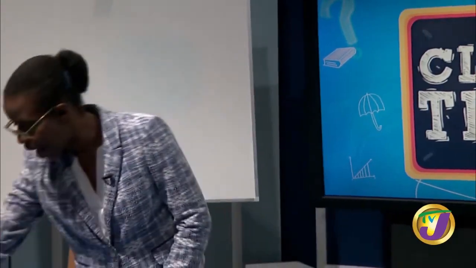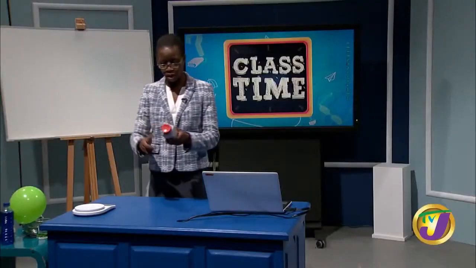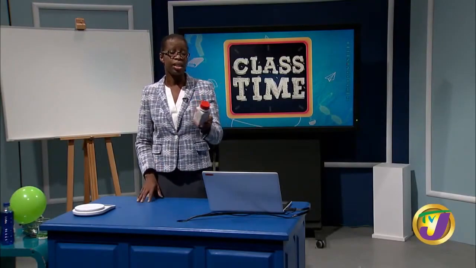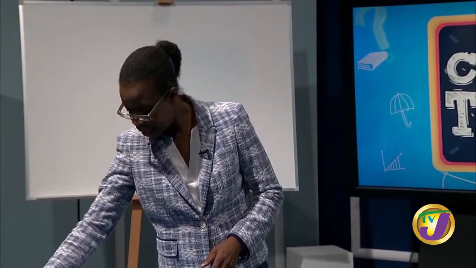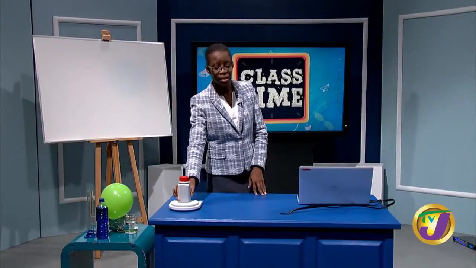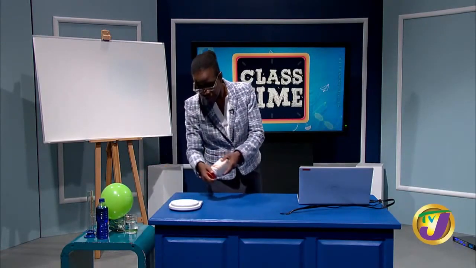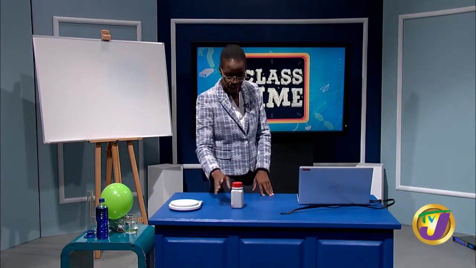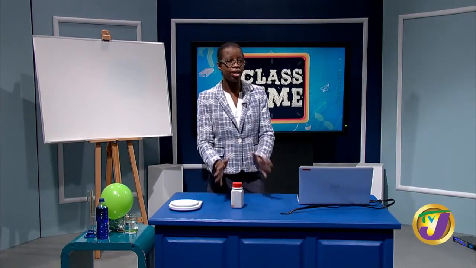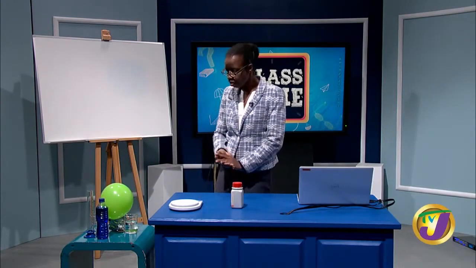So let's see. If I have a container, I could easily determine the mass by placing it on a balance, and we would get a value for the mass in kilograms or in grams. Likewise, this container occupies a particular space, and so we can determine its volume.